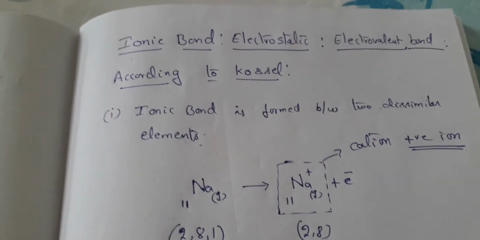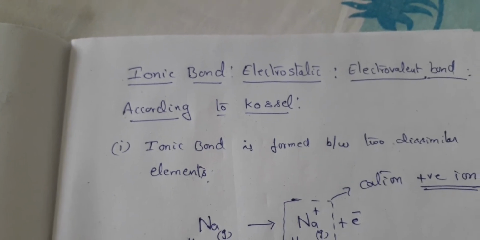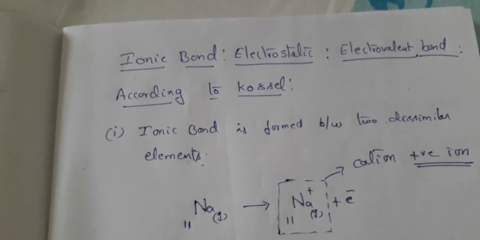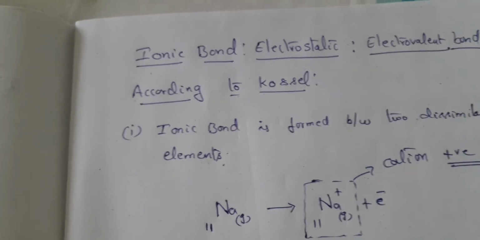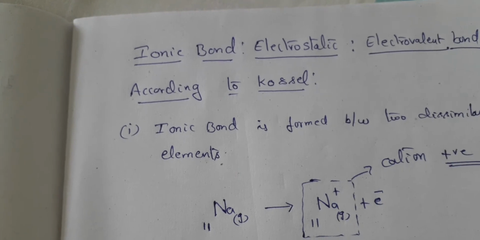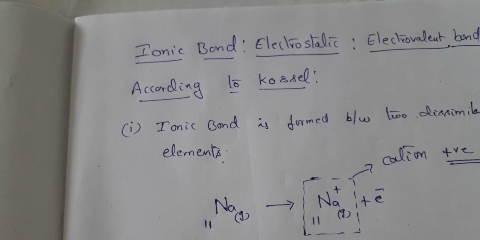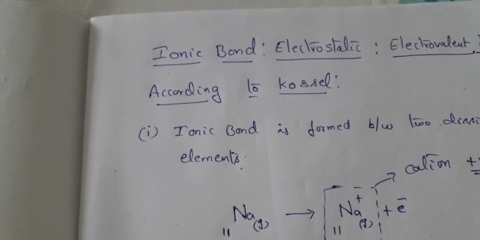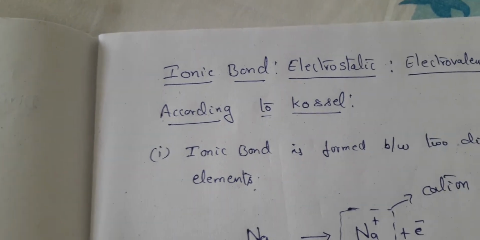Ionic bond, from its name itself, it is very much clear. Ionic means you are going to have ions, positive and negative ions. And you know how the positive and negative ions are formed. In the previous class we have already discussed that when a neutral atom gives out an electron, it becomes a positive ion, and when a neutral atom gains an additional electron, it becomes a negative ion. Now the bonds formed between those ions are called ionic bonds.